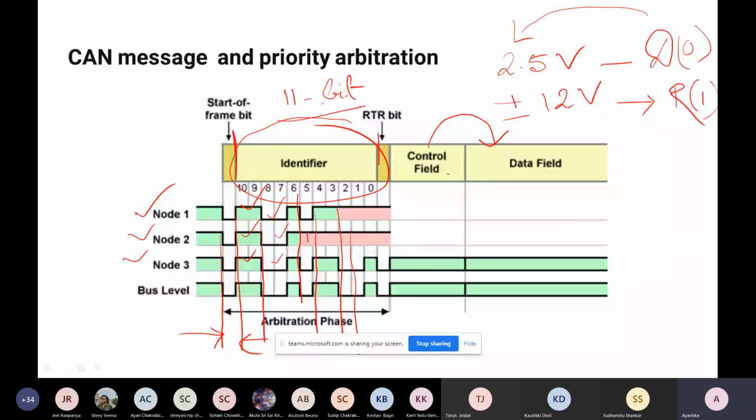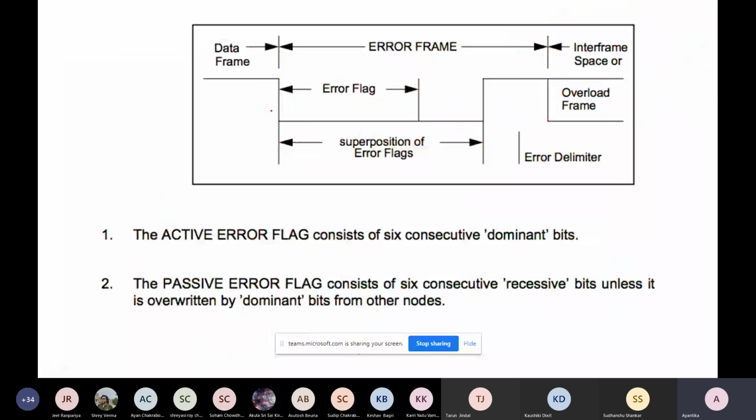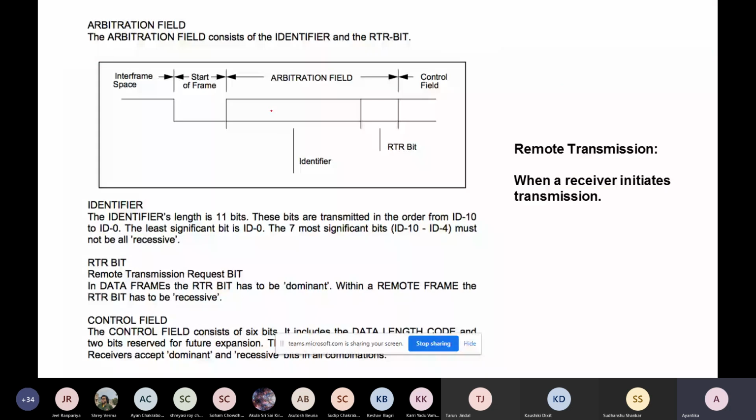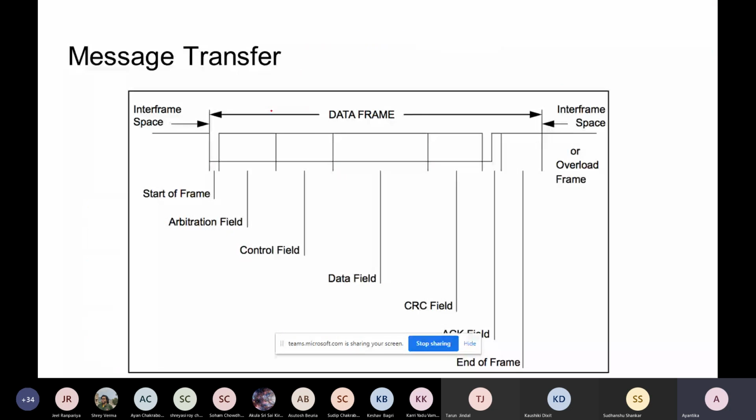Maybe these 11-bit fields are one of the most important bit sequences that should be considered. Okay. This is one type of frame we have considered. That means when the communicating nodes are communicating, the most important thing is data communication, so they are sending a data frame for message transfer.